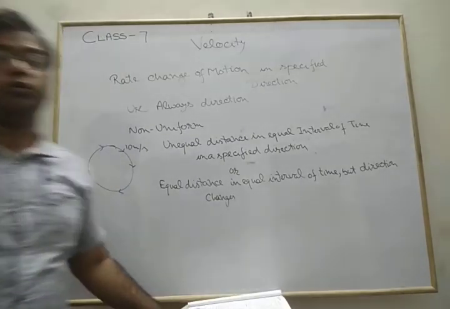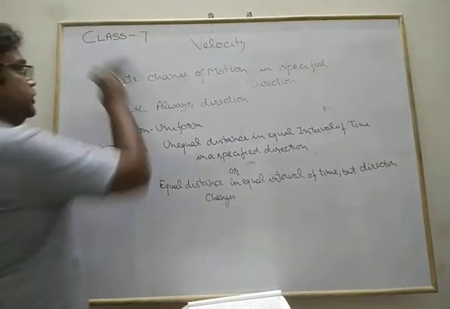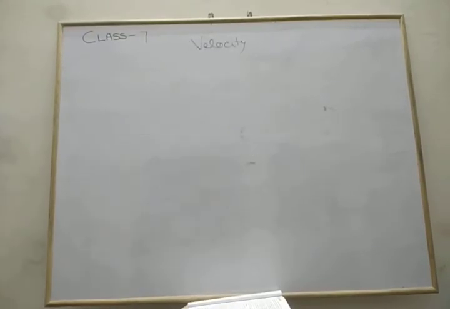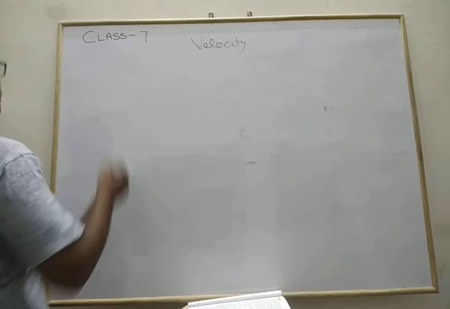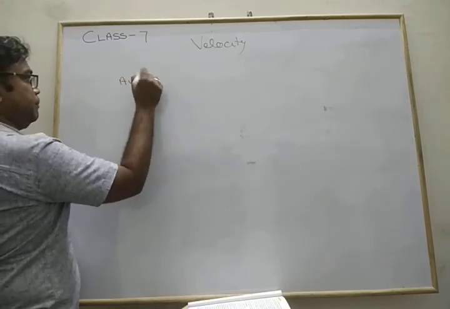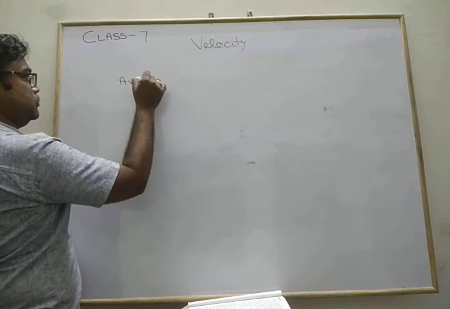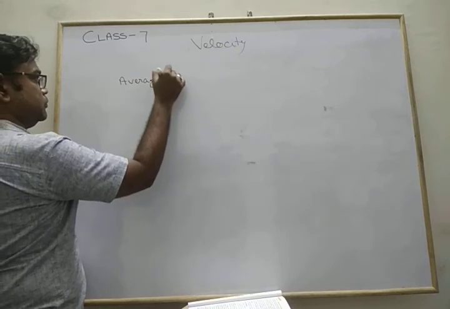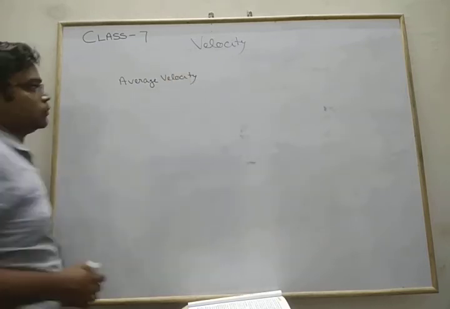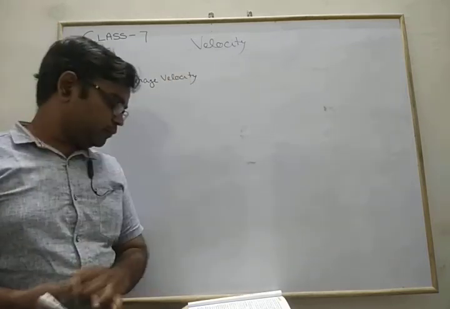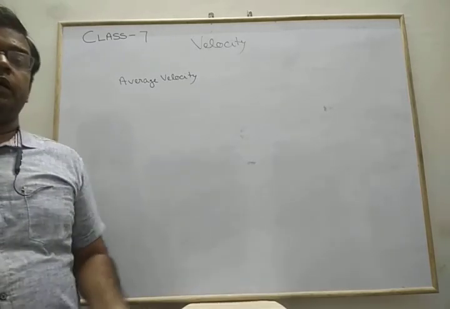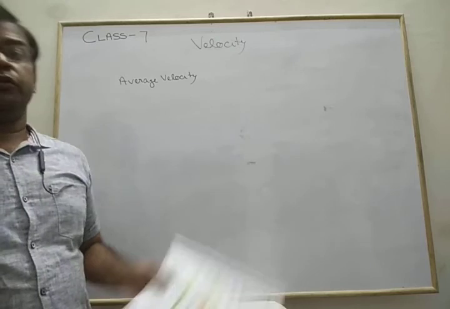Now we are going to discuss a new topic. Next topic, average velocity. Sorry, it's average velocity. Average velocity means total distance covered by a body in total time in a unified direction.